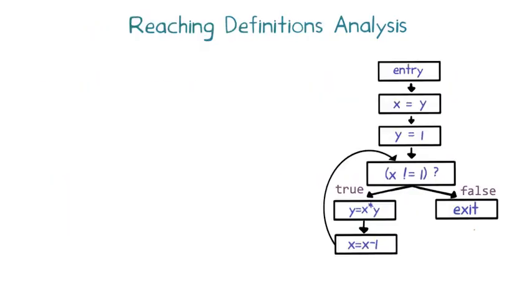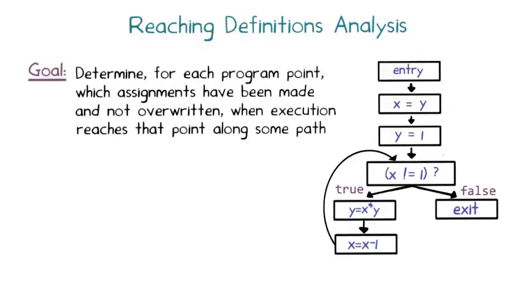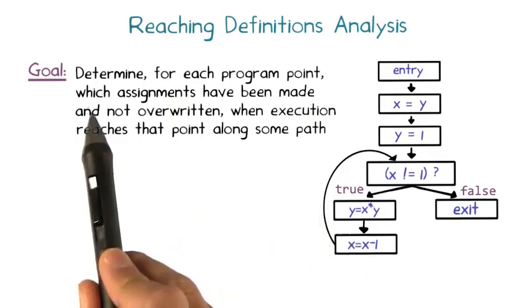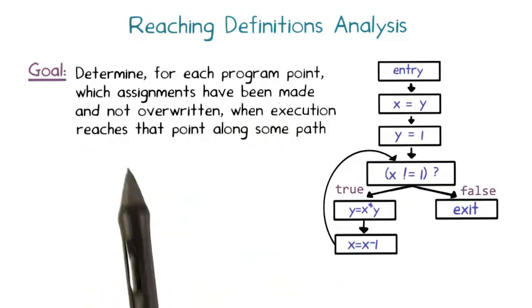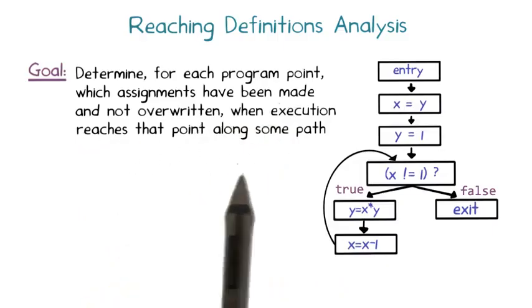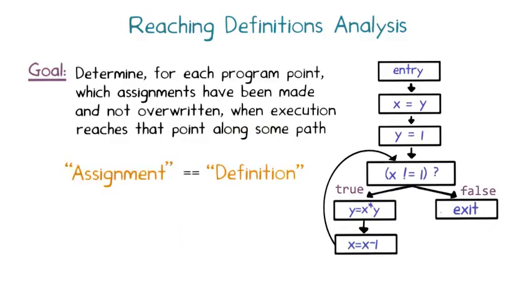We will use reaching definitions analysis to introduce the key concepts of data flow analysis. Each data flow analysis has a goal that specifies the kind of data flow information that the analysis computes. The goal of reaching definitions analysis is to determine which assignments might reach each program point. More accurately, this analysis determines for each program point which assignments potentially have been made and not overwritten when the program's execution reaches that point along some path. For the purpose of this analysis, we will use the terms assignment and definition interchangeably, since an assignment corresponds to a definition in the while language.